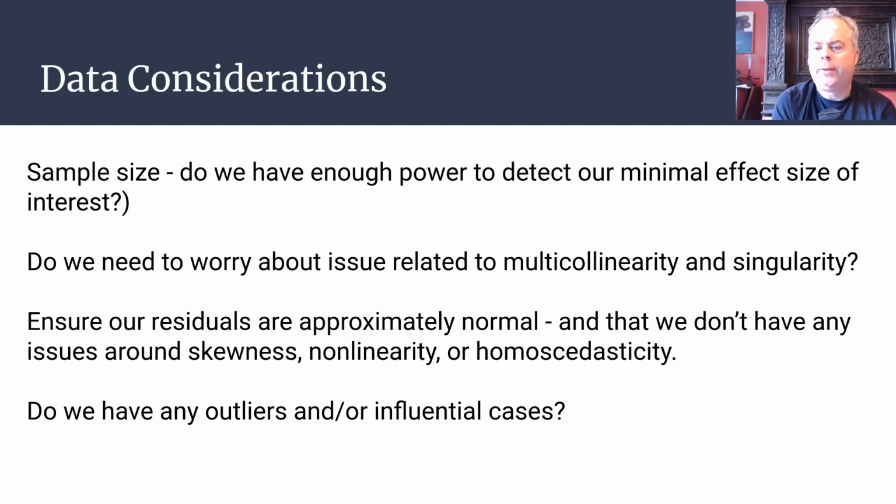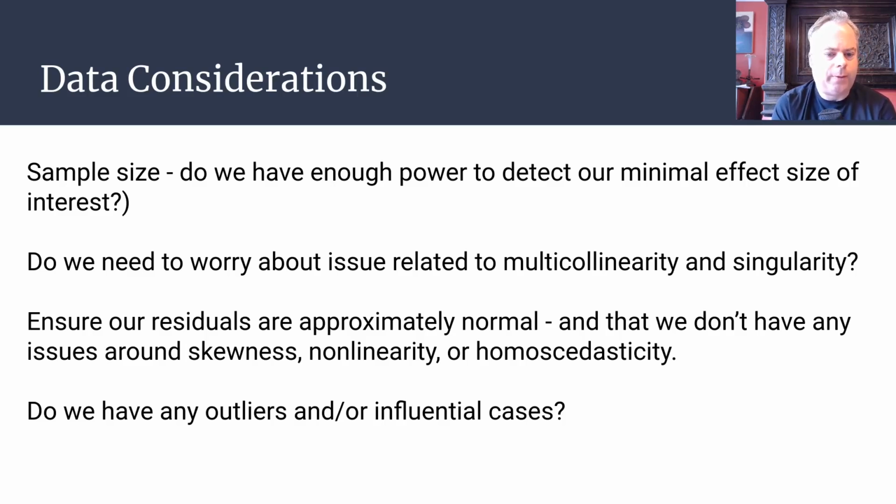All throughout the set of workshops, we've been talking about the historical lack of experimental power that has resulted in many journal articles actually overestimating effect sizes, or people thinking they've found effects when the effects aren't actually present. So sample size, again, is something that we need to consider. Do we have enough power to detect the minimal effect size of interest? Do we need to worry about issues related to multicollinearity? So that's where different predictors actually correlate with each other, and also issues related with singularity, where maybe one predictor is arguably a component of another.